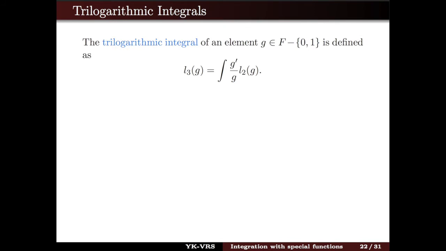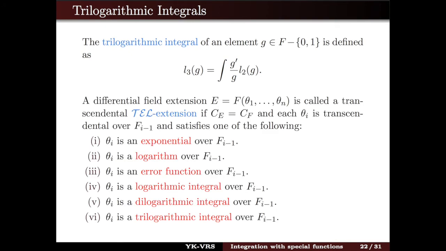Okay, so I will quickly go through the trilogarithmic slide because the results are quite similar. However, the calculation complications actually grow rapidly from the dilogarithm case. So the trilogarithmic elementary extension: I'm just introducing one more condition, that theta could be a trilogarithmic integral. Trilogarithmic integral essentially means theta's derivative is g prime over g, and now you have L2 of g in the integral.